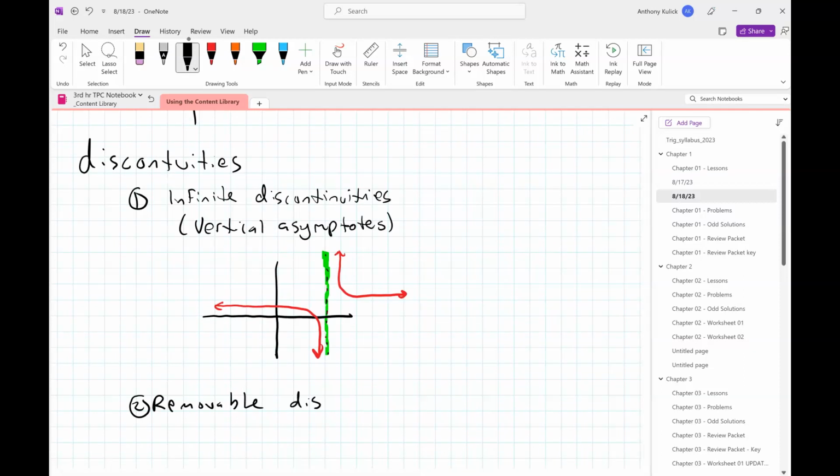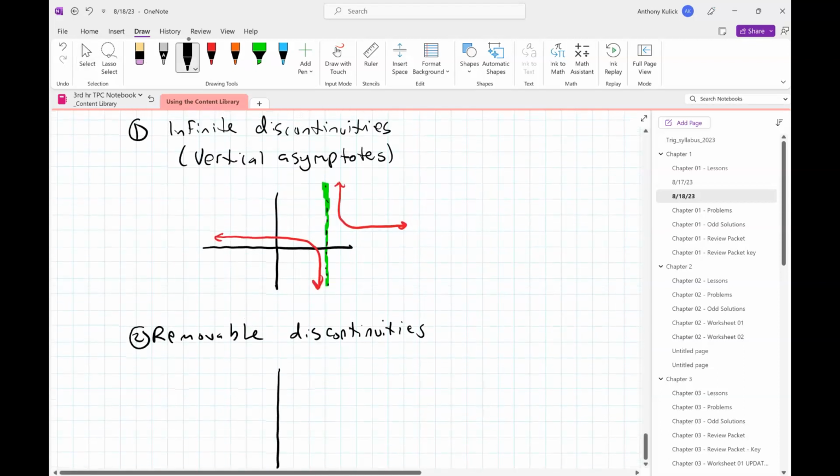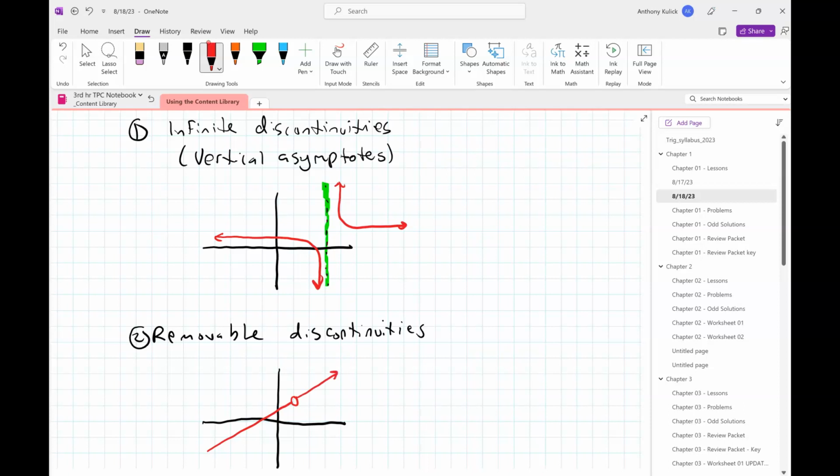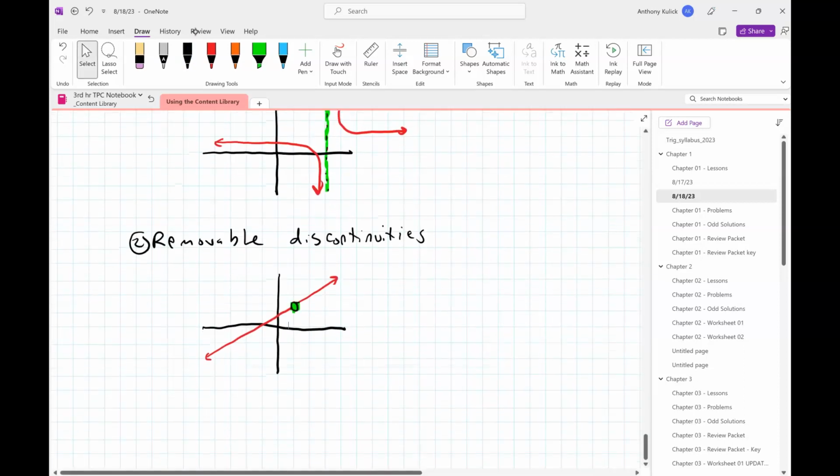There's a removable discontinuity. And we did this earlier, or I showed you an example of it earlier. Where I have this little gap in my graph where it's missing a point somewhere. That's a removable discontinuity. We just looked at that earlier when we were talking about functions and how I could make it tricky or whatever.